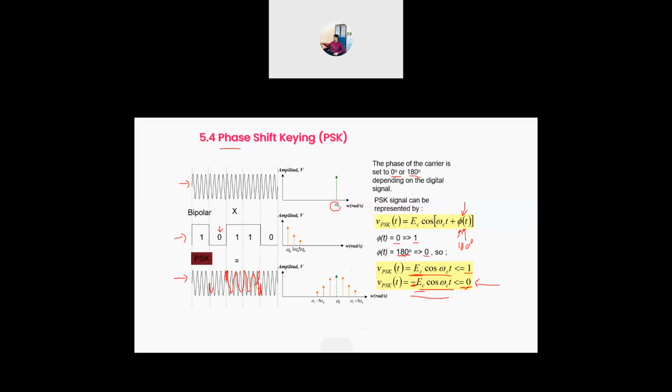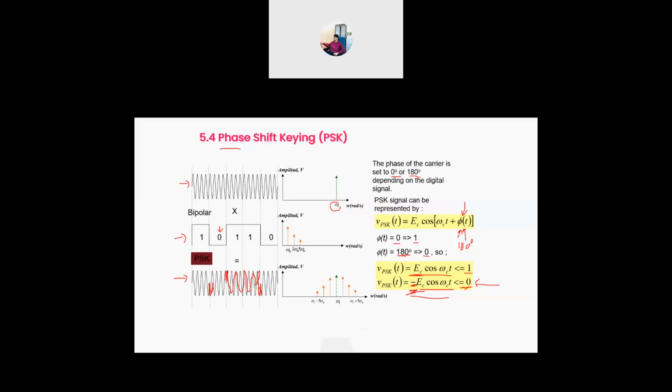Okay, I hope they're clear. I hope you can see it. From 1 change to 0, you're going to have negative EC cos omega CT. So it's inverted. It's phase shifted by 180. Then the answer will be negative amplitude, because you see here it is negative.